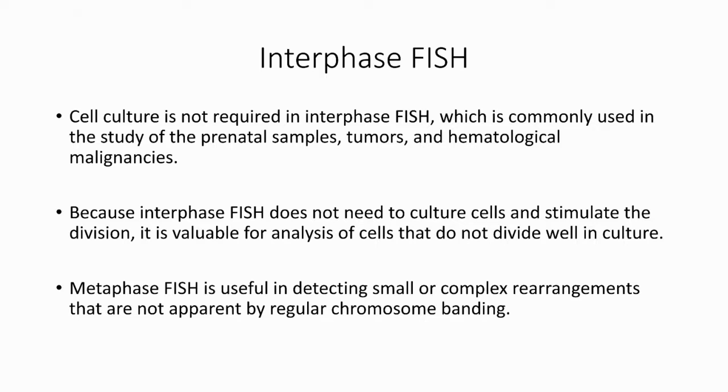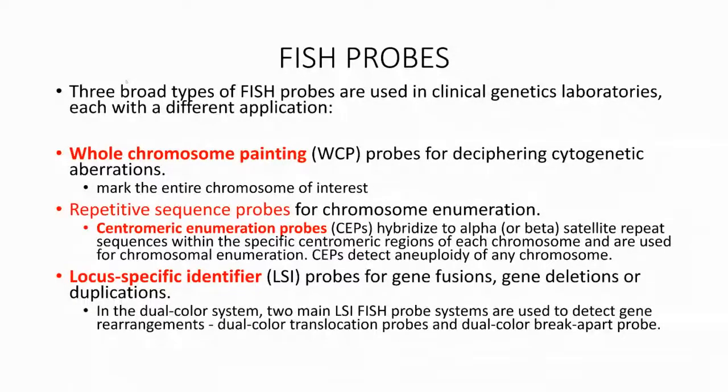Briefly, for interphase FISH, before the DNA denaturation, the cells are dehydrated in graded concentrations of ethanol. And then to identify a specific region of the DNA in the chromosome, we can use different types of probes.